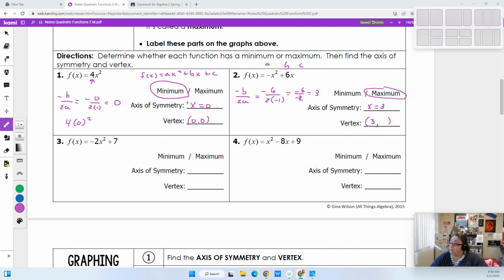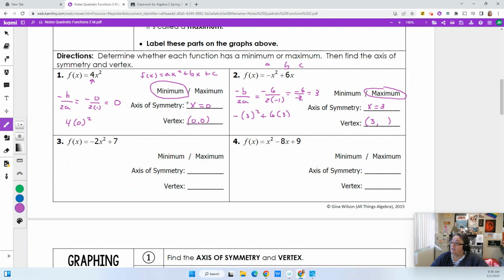So in this case, we would have minus 3 squared plus 6 times 3. And we would just solve that out. This is 9, but the negative on the outside makes it negative 9, plus 18 equals 9.